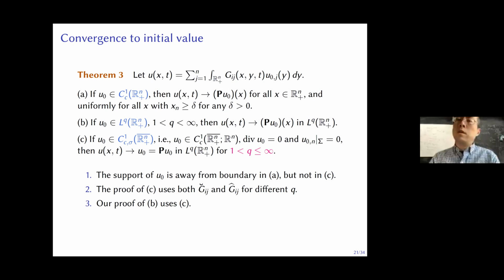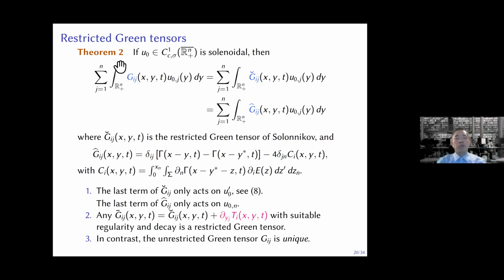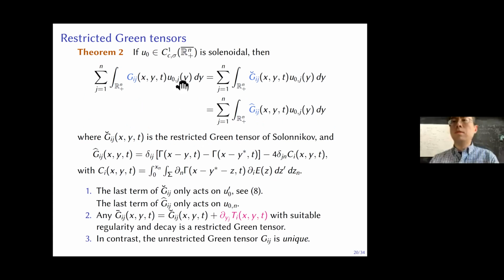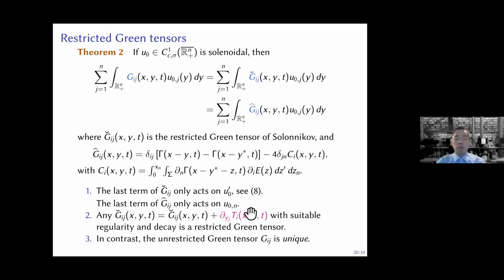So if u0 is divergence free, then this becomes the Green's function constructed by Solonnikov? No. What we claim is that after integration they are equal. We are not saying that after restriction to divergence free data they are equal. This guy here is not zero, but after the integration, the contribution of this part vanishes. I see.